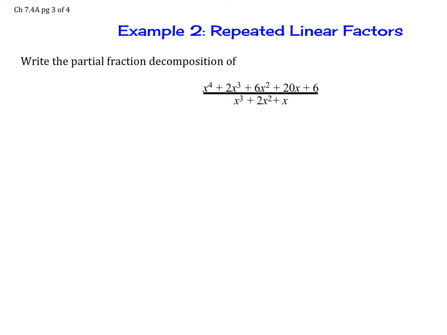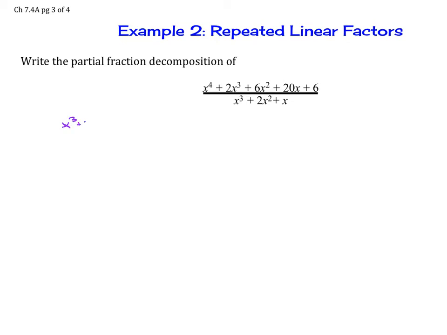Let's look at another example. This is repeated linear factors. Write the partial fraction decomposition of x to the fourth plus 2x cubed plus 6x squared plus 20x plus 6 over x cubed plus 2x squared plus x. So notice that it is improper, meaning the degree of the numerator is larger than the denominator, so we need to divide using long division.